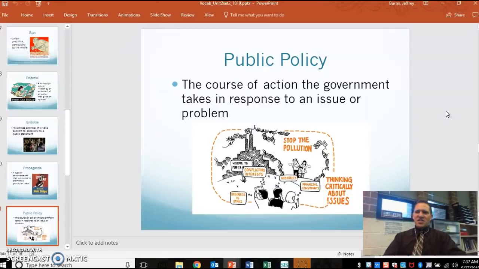All right, keep going here. We got public policy. Public policy is basically how the government reacts to issues that affect the masses, or affect a lot of people. And there's a big problem going on, and the government is going to try to take action. So, pollution as an example. What are some different ways that we could address this issue? We could pass a law, we could change policy, we could institute regulations. There's a lot of different things we could do there.